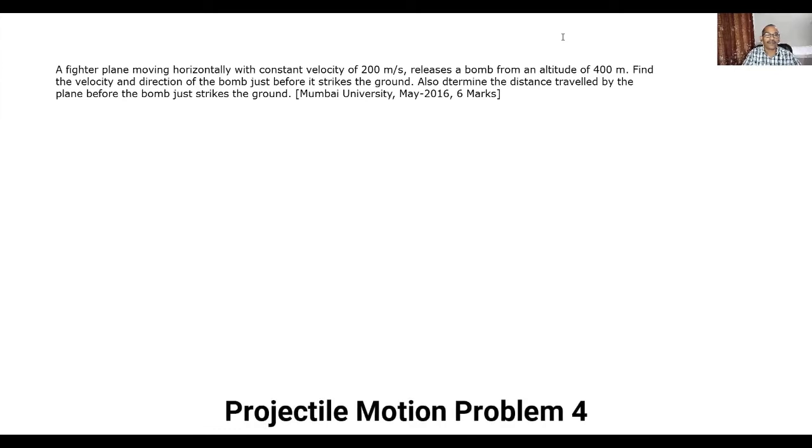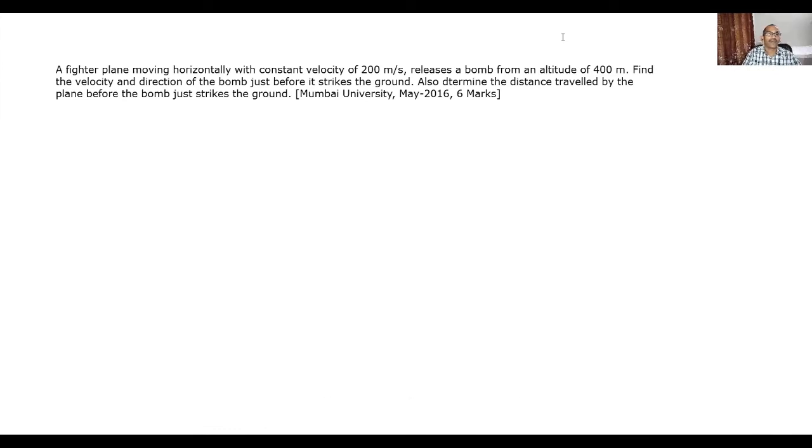Hello students, we'll solve a problem from projectile motion. In this problem, what is given is a fighter plane moving horizontally with a constant velocity of 200 meters per second. This velocity of the plane is constant, and it is also in the horizontal direction. The wording of the problem is very important.